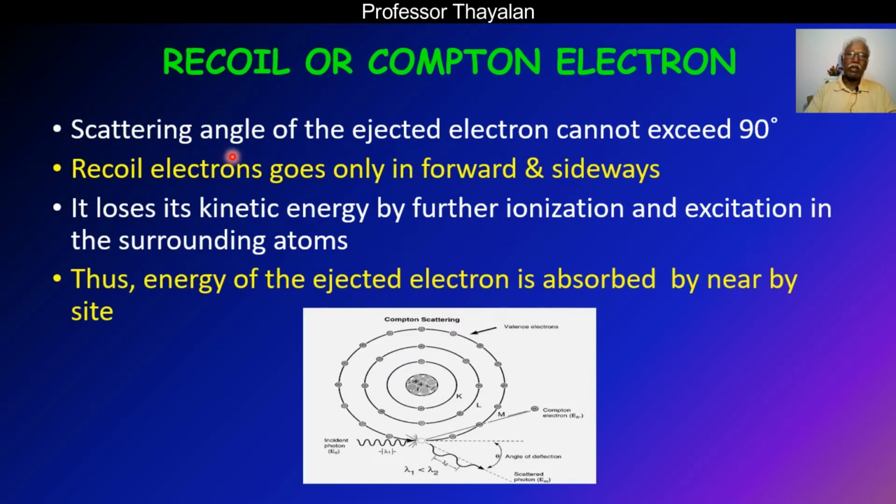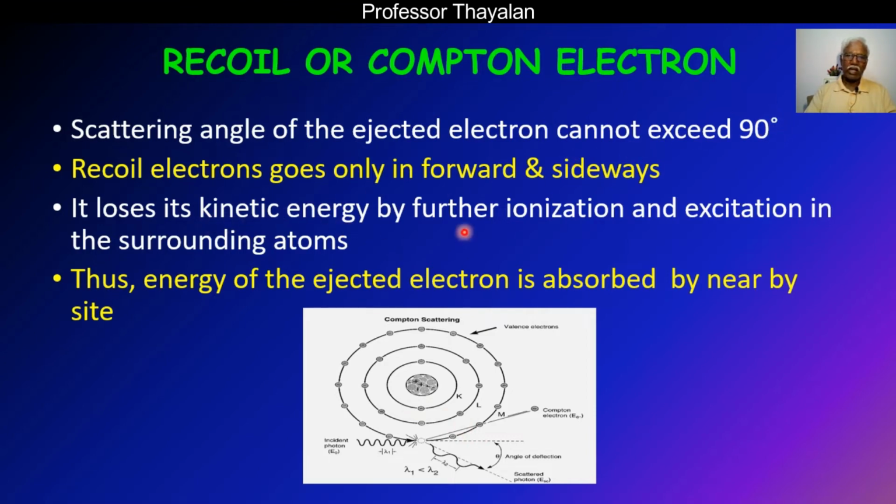Let us see what happened to the recoil electron. The recoil electron can go either forward or sideward. It cannot go beyond 90 degrees. That means it can go from 0 up to 90 degrees. This is the angle it can go. The recoil electron goes from 0 as well as up to 90 degrees.